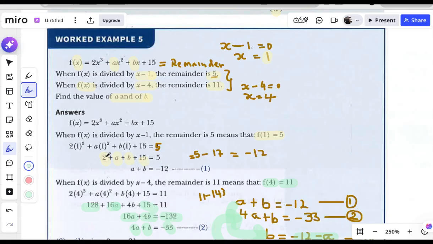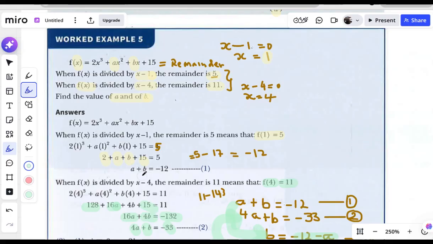So we add the numbers on the left. 2 plus 15, we get 17. So we say a plus b on the left. The 17 on the left, we move it to the right. So plus 17, when it comes to the right, becomes negative 17. It becomes 5 minus 17, which gives us negative 12. So we have equation 1: a plus b equal to negative 12. We call it equation 1.